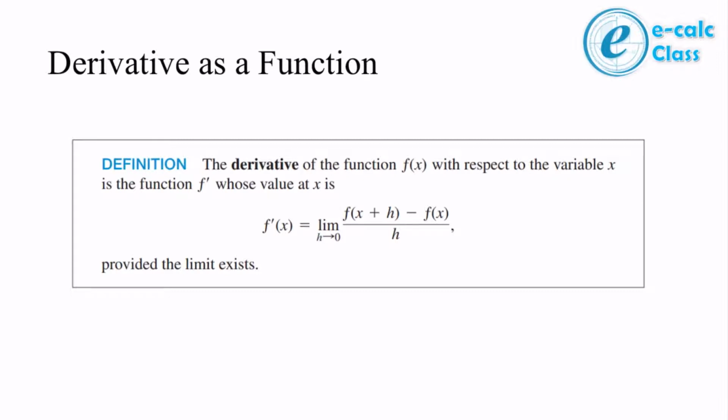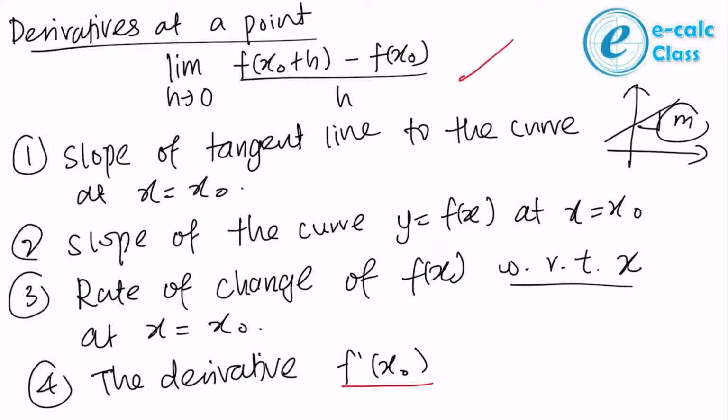And how do we define the derivative? It's actually this fella here. It's very similar to what we had just now, right? Just now when we talked about the derivative at the point, it's actually f of x naught plus h minus f of x naught. But that one is just the derivative at the point.